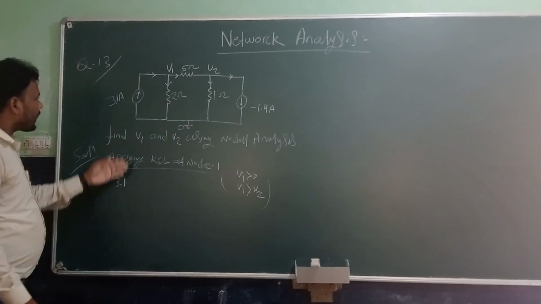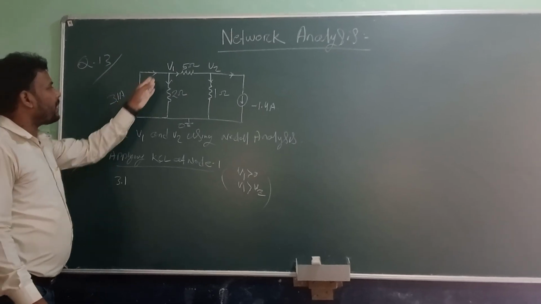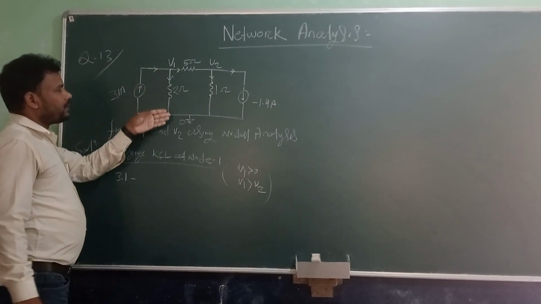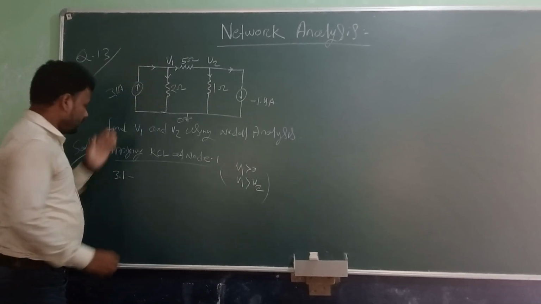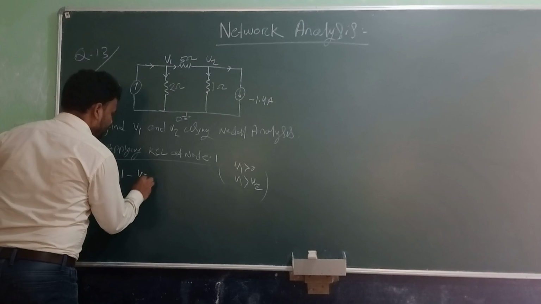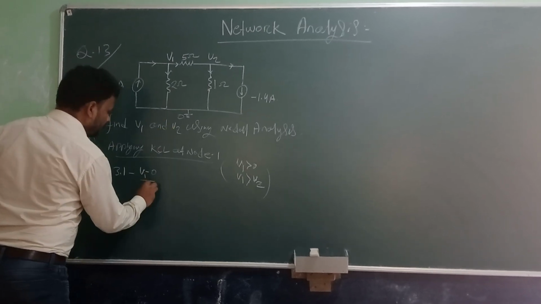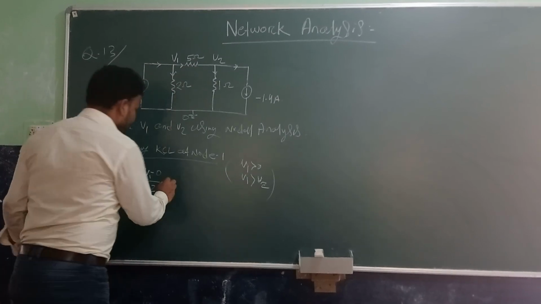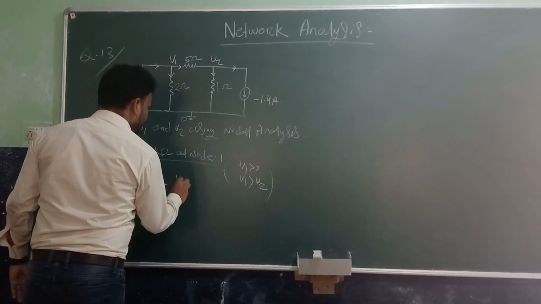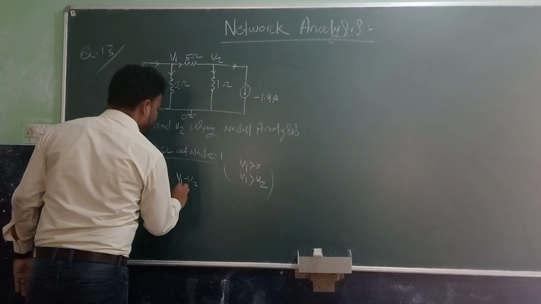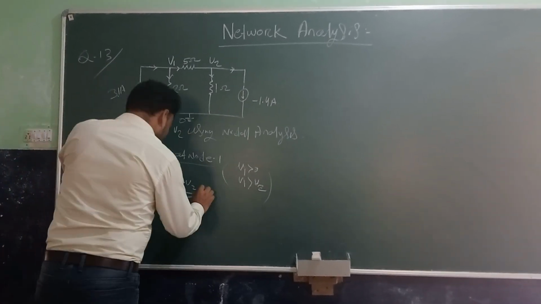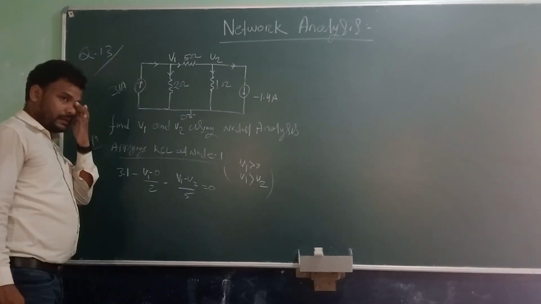Apply. So 3.1 ampere entering minus the current leaving, (V1 minus 0) by 2. Again this current is also leaving: minus (V1 minus V2) by 5, which equals 0. This one.